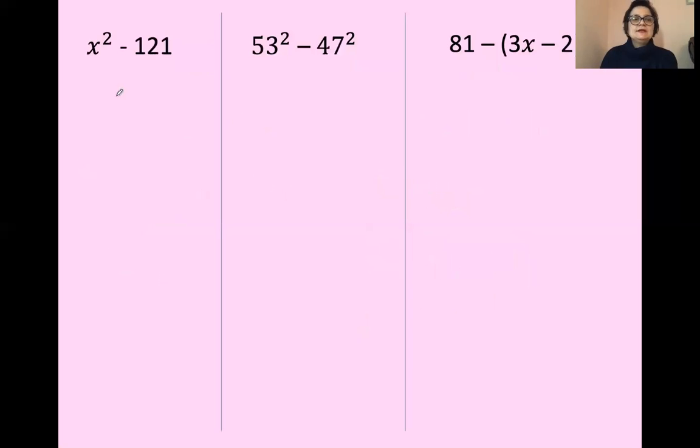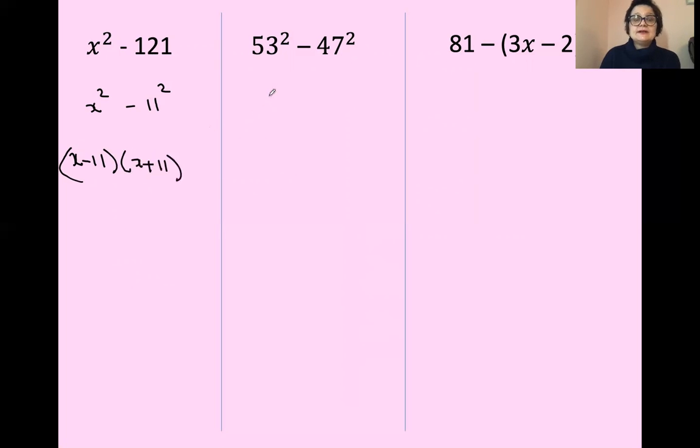Next question. Here we have x to the power of 2 minus 121, and you know 121 is going to be 11. We express it as 11 to the power of 2, and the first one is already given to the power of 2. So this one will be written as x minus 11 in brackets, x plus 11.